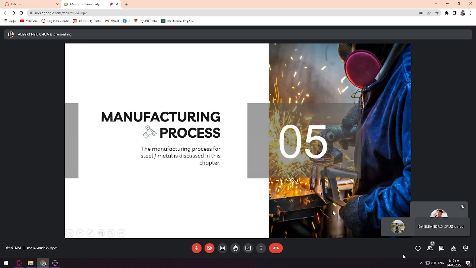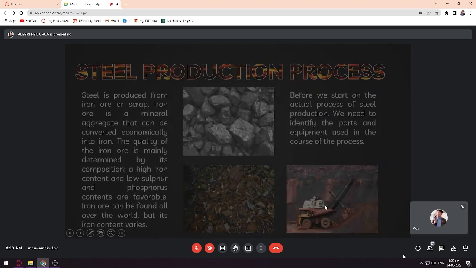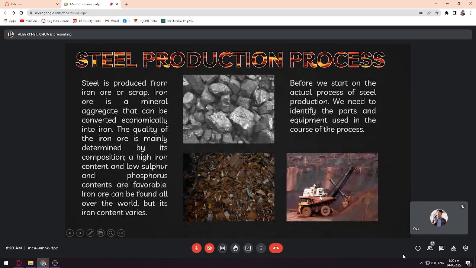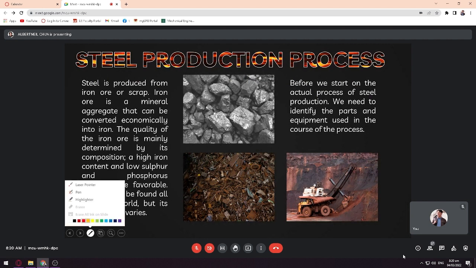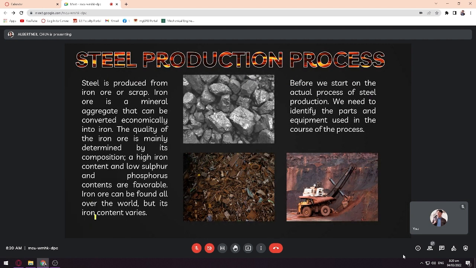So for the manufacturing process, we have the manufacturing process for steel or metal production. The first one would be: what is the steel production process? If you look at the picture, we have iron ore and scrap metal. Then this is the mining process, and these are their equipment.